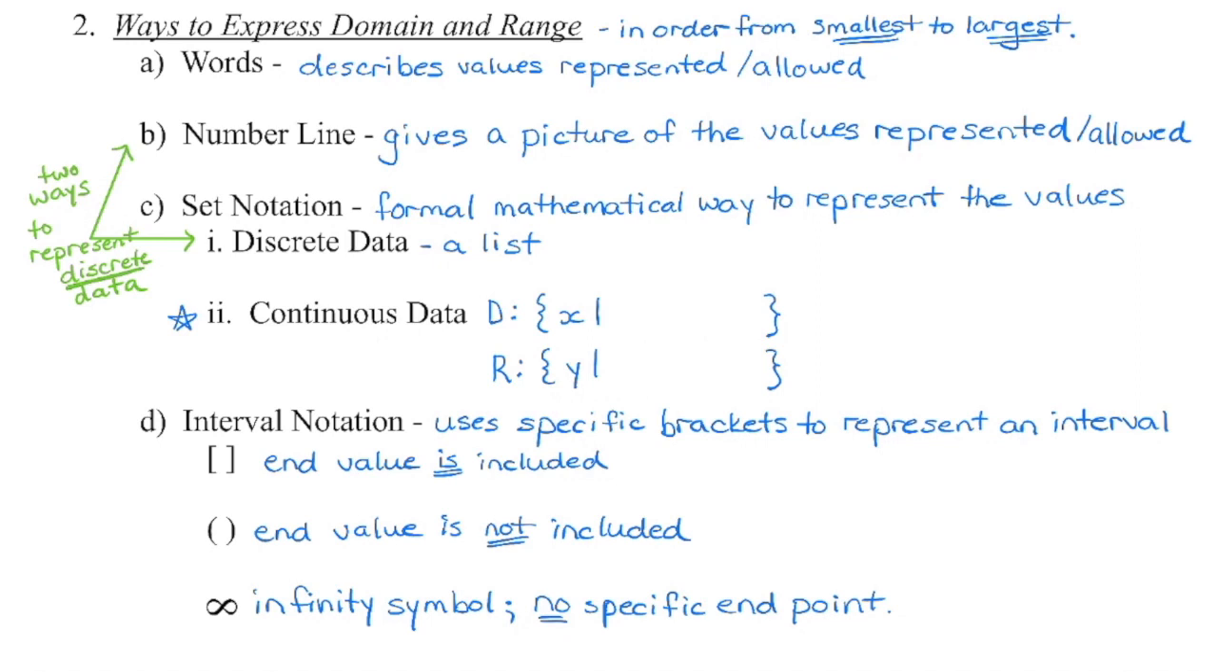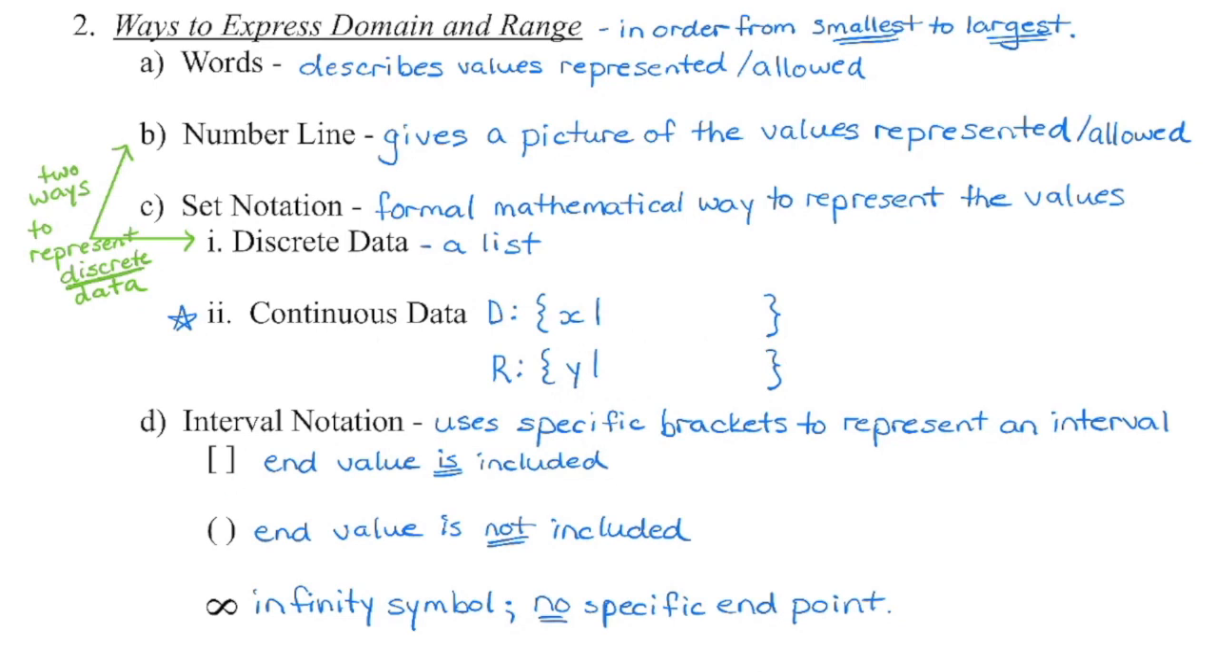The 4th way is interval notation. And again, this will only apply to continuous data. We're looking at where is the interval that graph lies at. Where does it start and where does it stop? And we use specific types of brackets to represent that. If the end value is included, we have that closed point, we use square brackets.